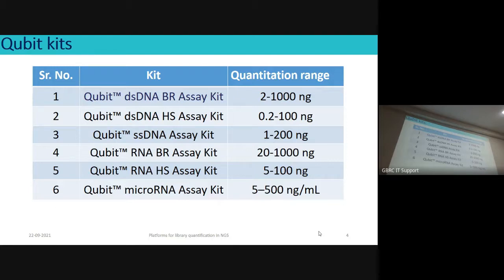Then the Qubit ssDNA assay kit is for when you want to quantify only single-stranded DNA. Like if you prepare cDNA from RNA, you can quantify the cDNA using this kit. In RNA also, it is the same as DNA: broad range and HS kits are available. And for microRNA quantification, the Qubit microRNA assay kit is available.